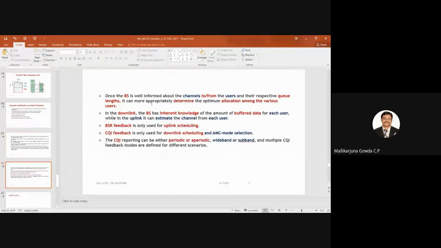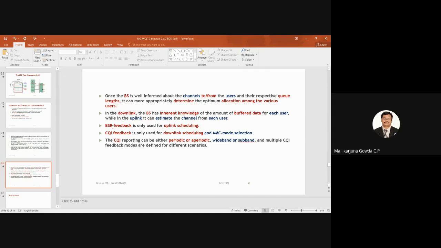Once the base station is well informed about the channels to or from the users and their respective queue lengths, it can more appropriately determine the optimum allocation among the various users. In the downlink, the base station has the inherent knowledge of the amount of buffer data for each user, while in the uplink, it can estimate the channel from each user.